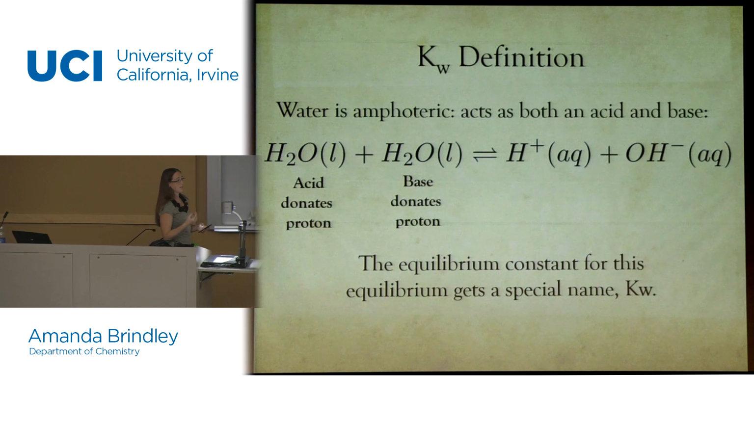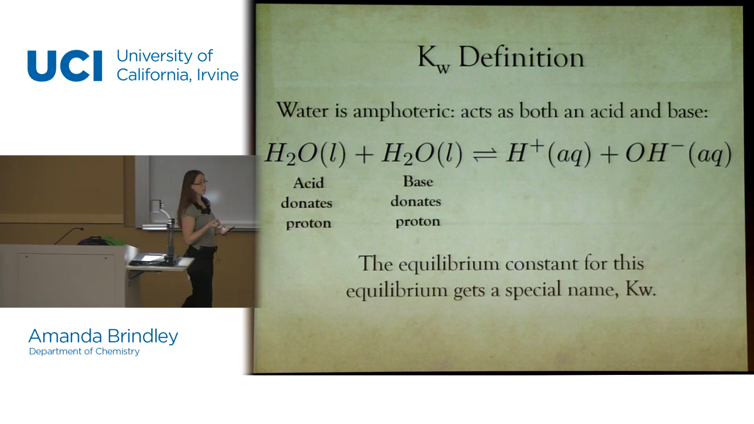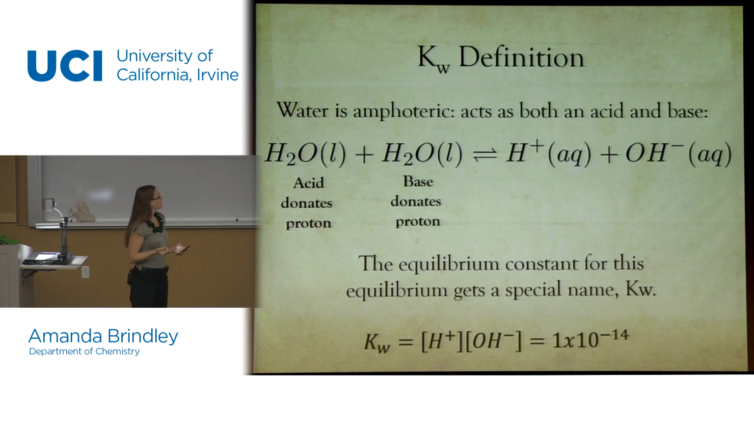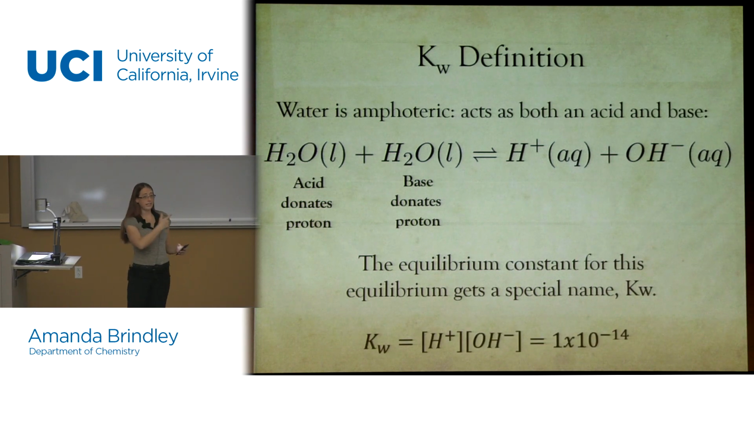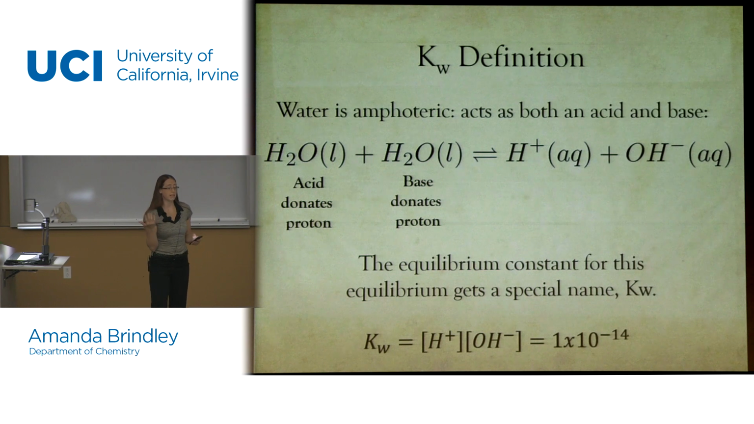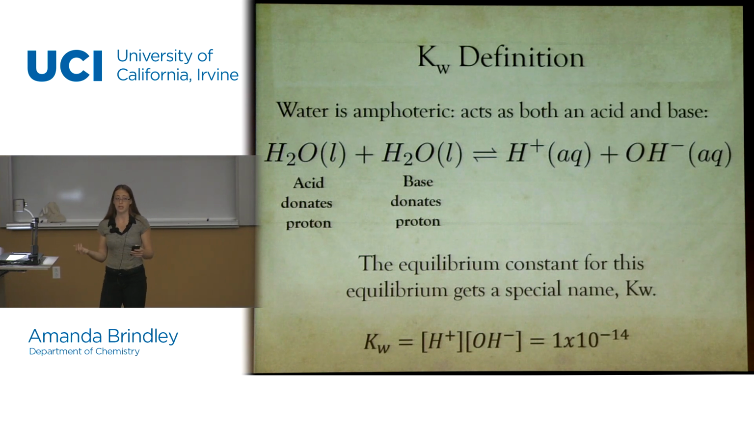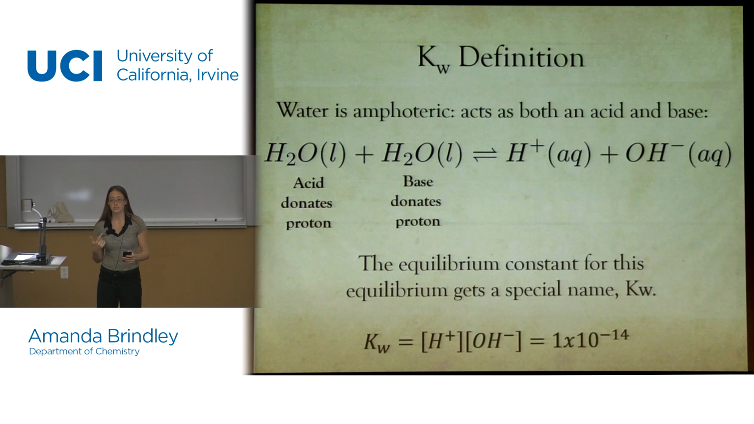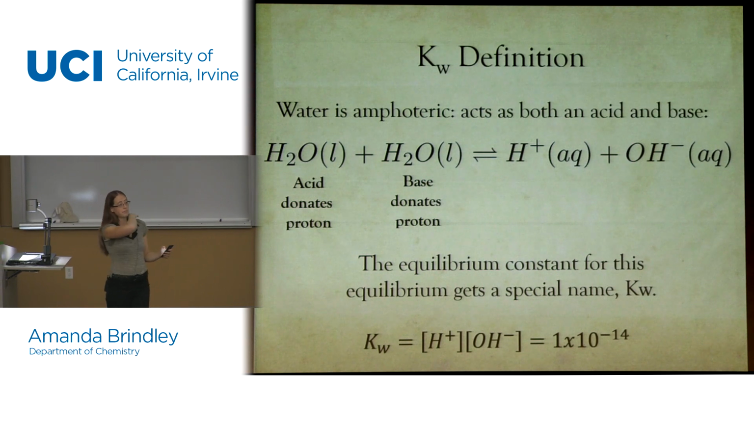Now, we give this a special name. Or we give the equilibrium constant for this a special name. And we call this one actually Kw. Now, notice it's not any different, right? We give it a special name, but it's really not any different. It's just products over reactants. Why aren't my reactants in there? They're liquid. We don't count them in, right? So because of that, it's just H plus and OH minus.